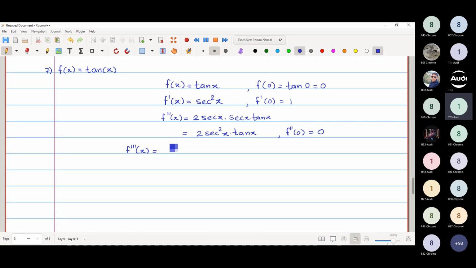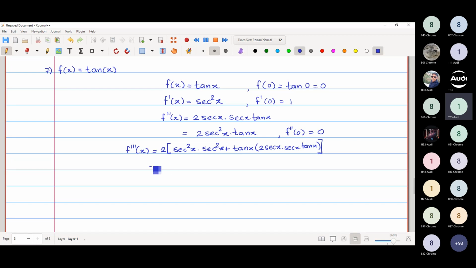So listen here, we have 2 into sec square x tan x. You have to apply the product rule. I keep the 2 outside and keep this sec square x as it is. What is the derivative of tan x? Sec square x. I'm using the product rule here, plus now I'm keeping tan x as it is, and what is the derivative of sec square x? 2 sec x into sec x tan x. Is it correct? Yes sir.